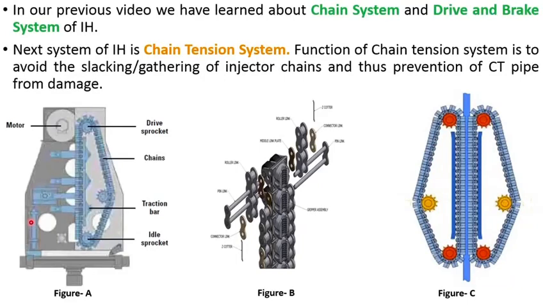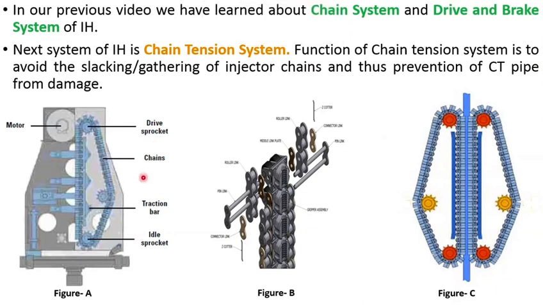In our previous video, we have already discussed the two systems of the injector head, that is the chain system and the drive and brake system. Now the third system which we will discuss in this video is the chain tension system. The chain tension system is used to keep the chain in a straight and tight position, because if the chain gets loose, it will bite the coiled tubing pipe it is holding inside it.